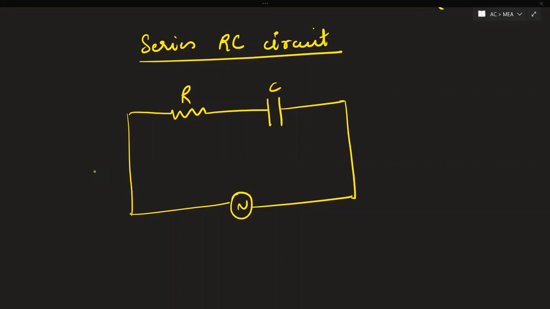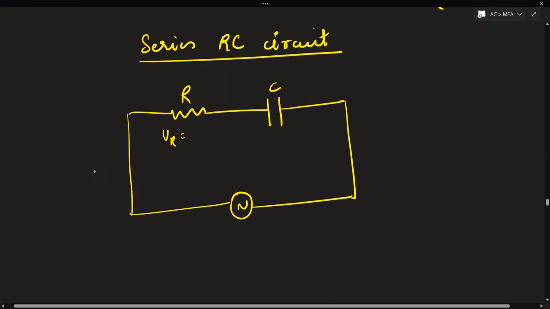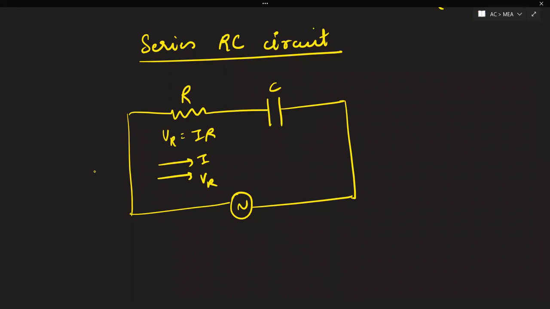So now the series RC circuit, this is the last circuit as well, and this is the last topic for today as well. So resistor is R, VR will be equal to what? This will be equal to IR. Both are in the same phase. And in case of capacitor, voltage lags by 90 degree. Please remember all these things.